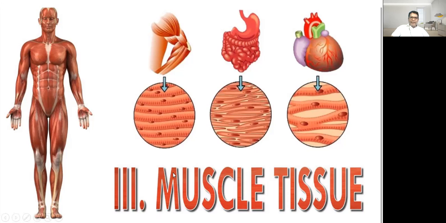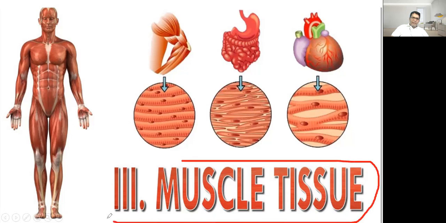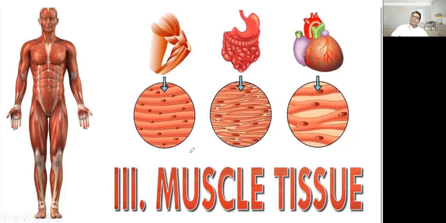Next tissue is muscle tissue. I hope connective tissue is clear to everyone. The first type is epithelial, the second is connective tissue, and the third type of tissue is muscle tissue.